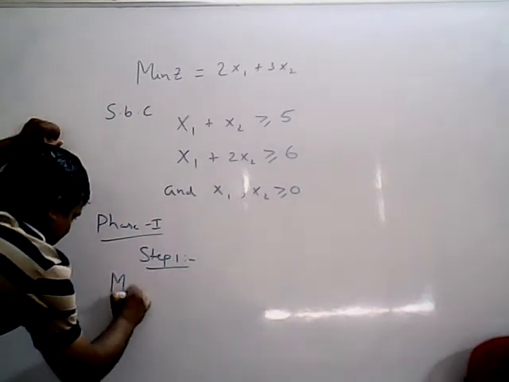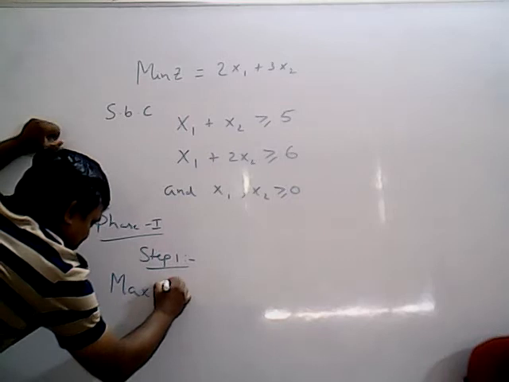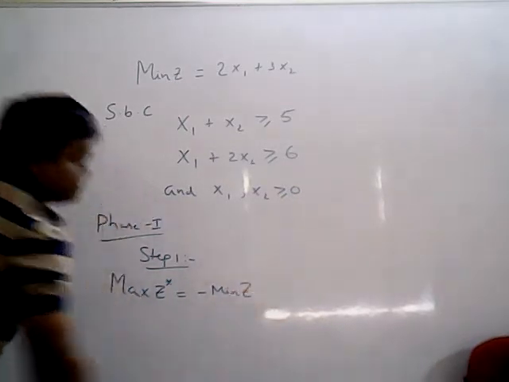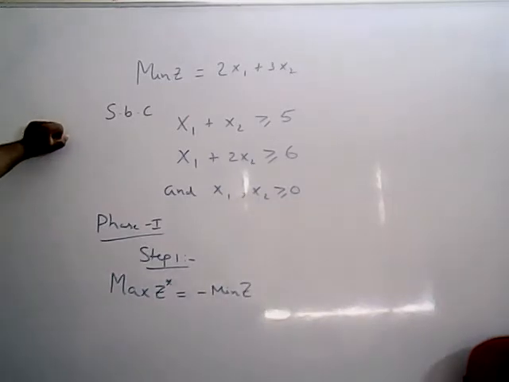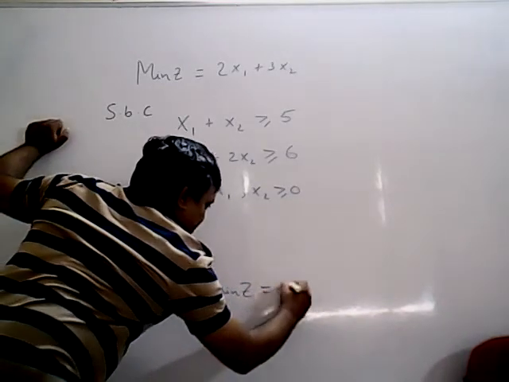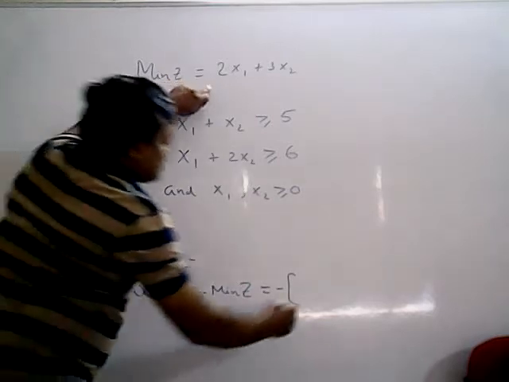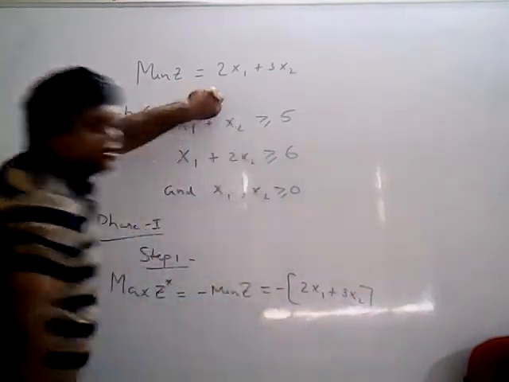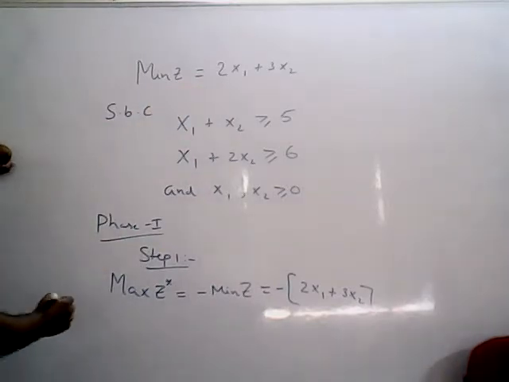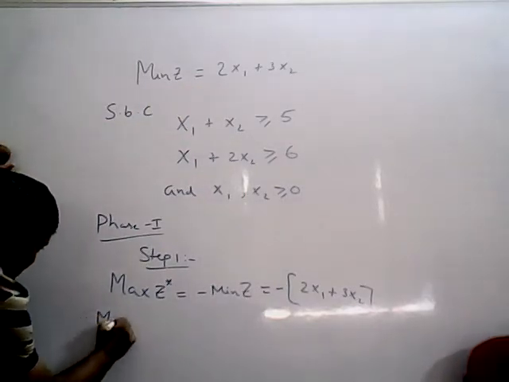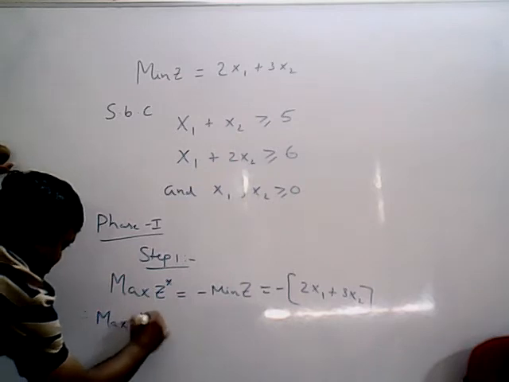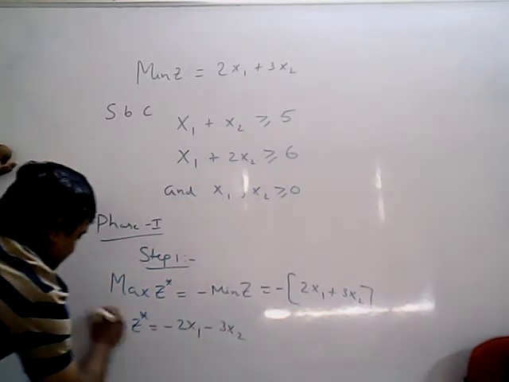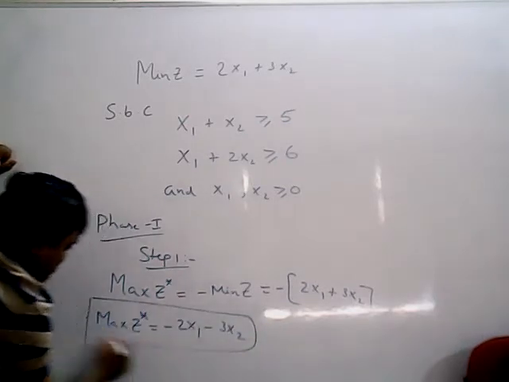What is that relation? Maximum z star equal to minus minimum z. That means this is nothing but minus, what is your minimum z? Minimum z is 2x1 plus 3x2. So minus of 2x1 plus 3x2. Therefore, what is your maximum z star? We are getting max z star equal to minus 2x1 minus 3x2.